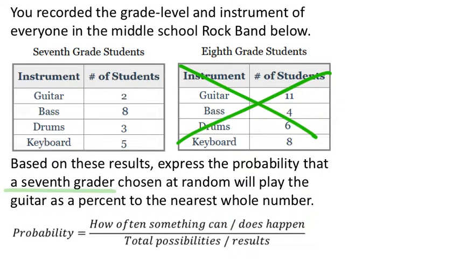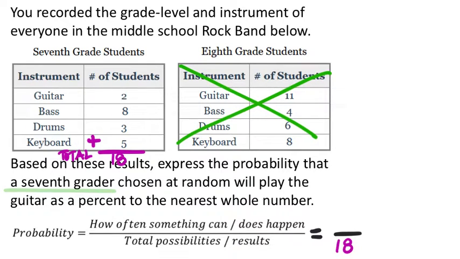So, for our fraction, because we'll start with the fraction, we do need the total number of 7th graders. So I'm going to add these together and just figure out how many total 7th graders are in this band. So 2 plus 8 plus 3 plus 5, looks like it's 18. And again, that's going to be my denominator for my fraction for my probability. All right, that looks pretty good.